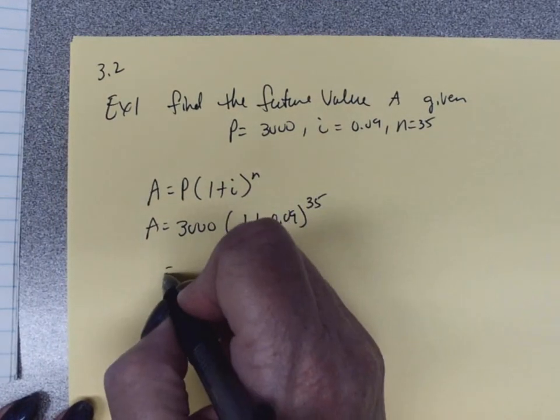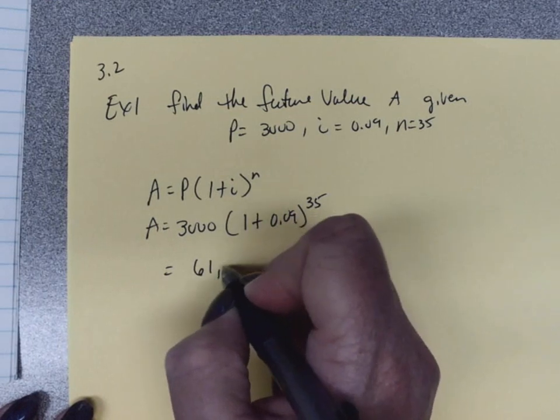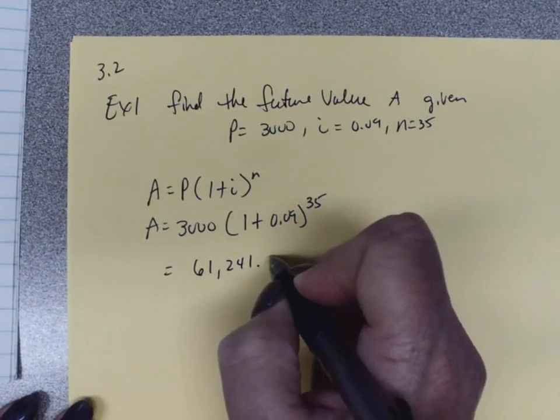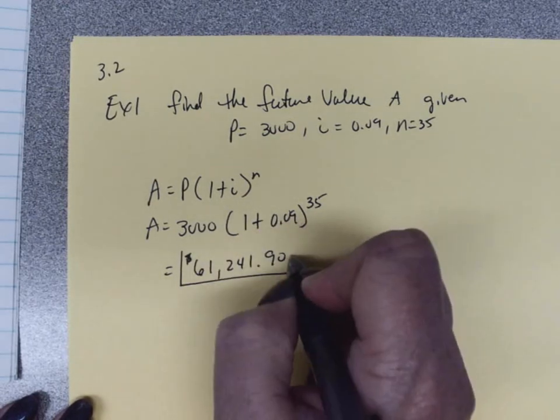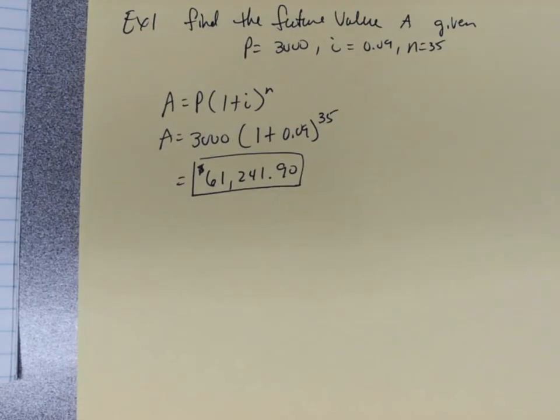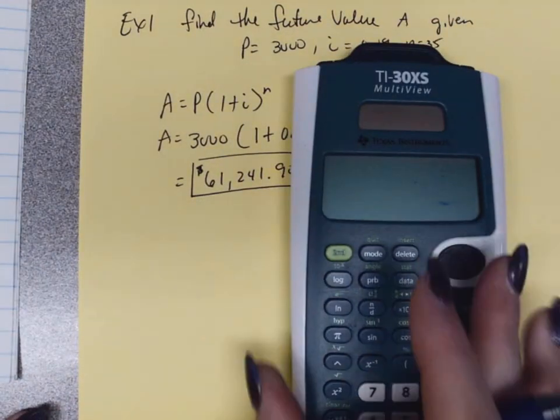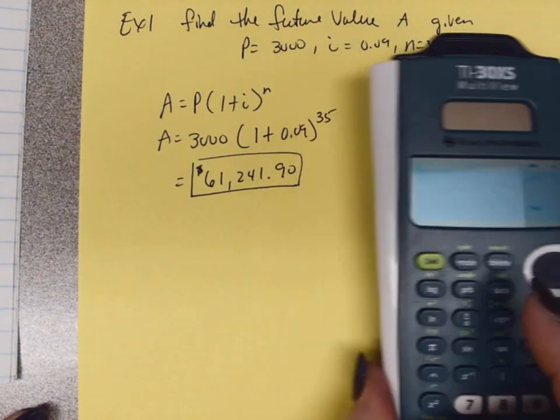Put that in your calculator, you will get $61,241.90. Again, dollar signs go at the front. All right, let's look at example 2. And I can show you real quick how to do that.